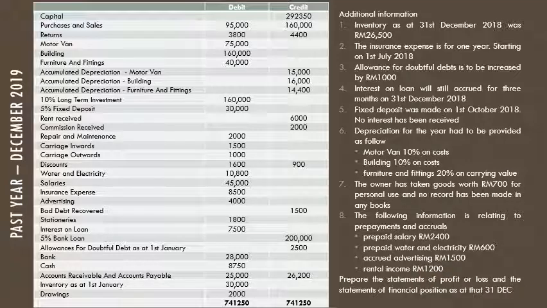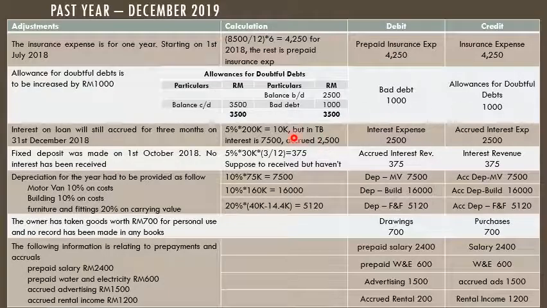Alright, so how do we adjust this? Okay, so this is not compulsory. It's just for me to show you what is the double entry for each of the adjustments. So when you do your final exam later on, before you open your financial statement, the first thing you must do is adjust the trial balance. So before you adjust the trial balance, you must know what the double entry is for each adjustment. What are their double entries?